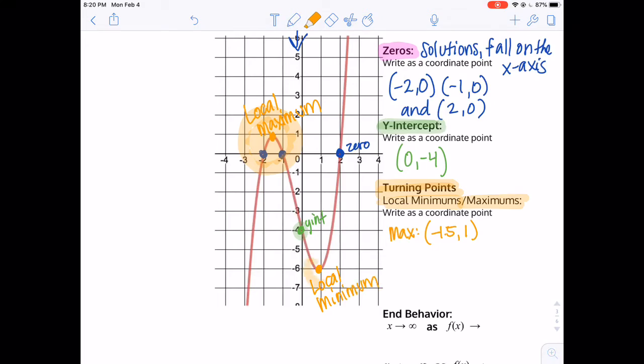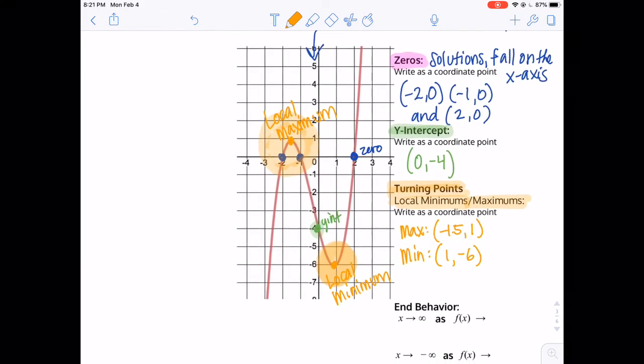That's because it's not the lowest point overall, right? These points would be lower, but it is the lowest part within this section. It's called a local minimum. I would say this minimum is about 1, -6. So approximately, it's a little bit off. Those are my maximums, minimums, y-intercepts, and zeros. We've dealt with all of those things before with our quadratics.